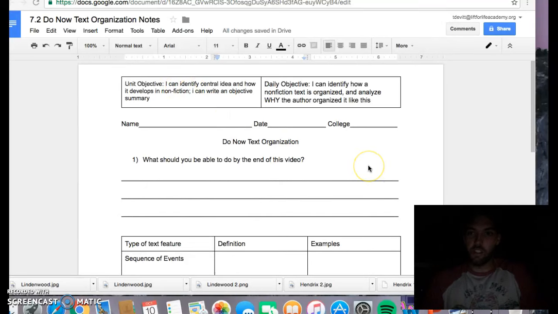Hey guys, sorry it's so dark. I'm on my back porch because it's such a nice night out. But you don't really need to see me, you just need to look at the screen, so it's fine anyway, and hear my voice.